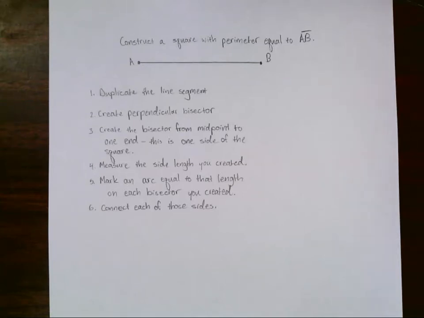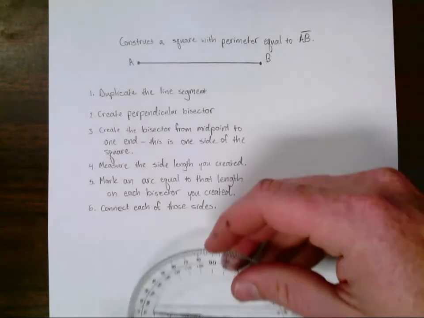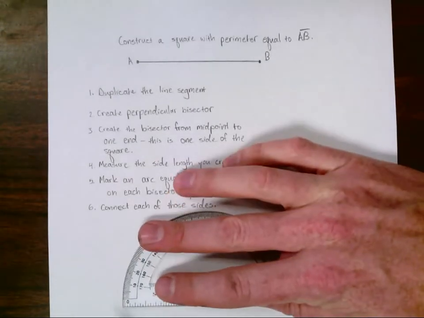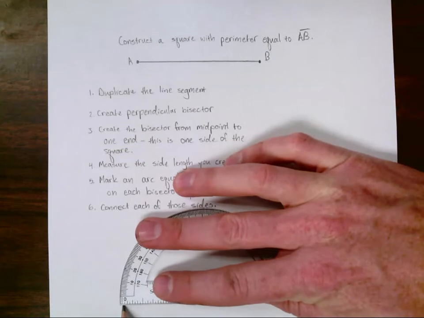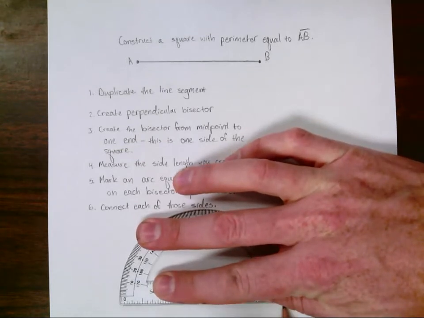Hi, we're going to construct a square with perimeter equal to AB. First, duplicate line segment AB. So I'm going to take my straight edge and draw a starter line. I want it to be a little bit longer than I think AB is.